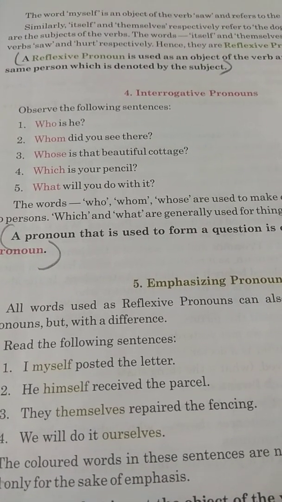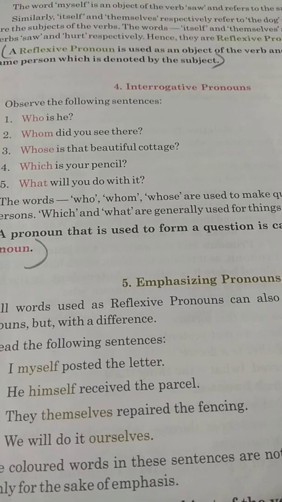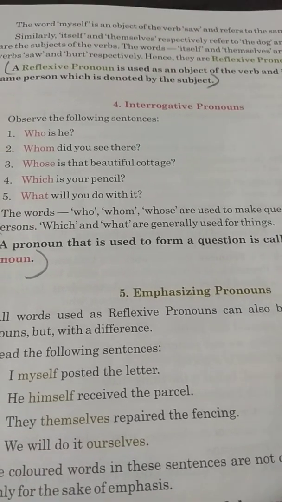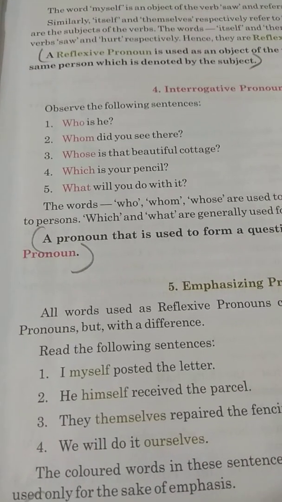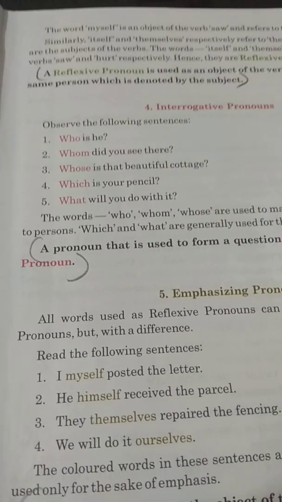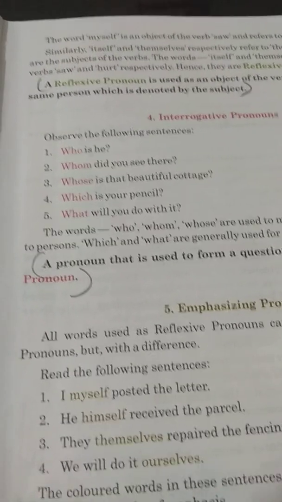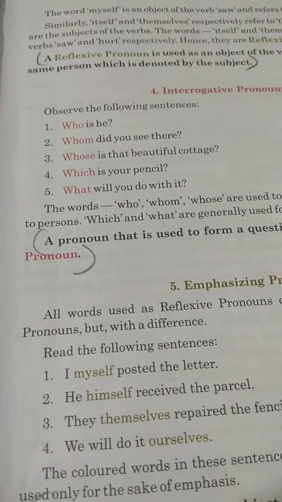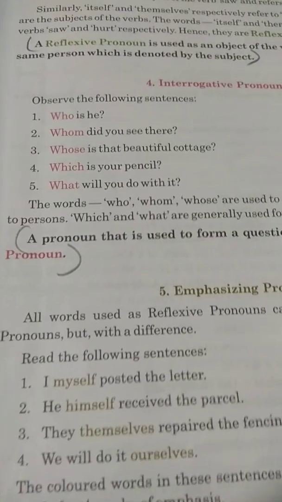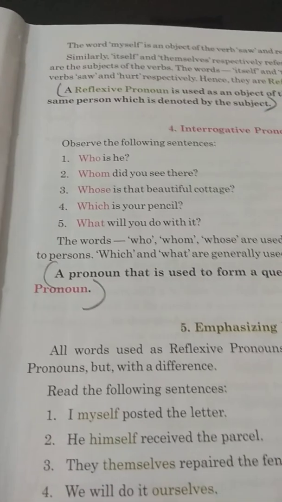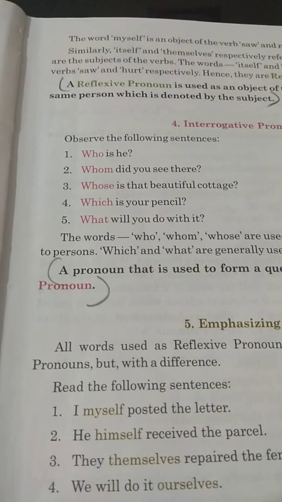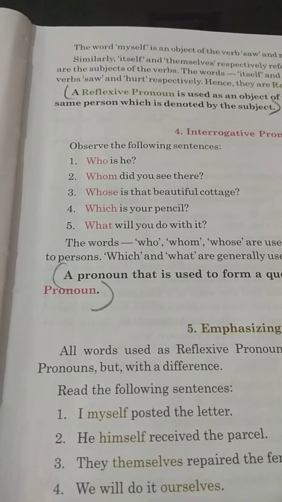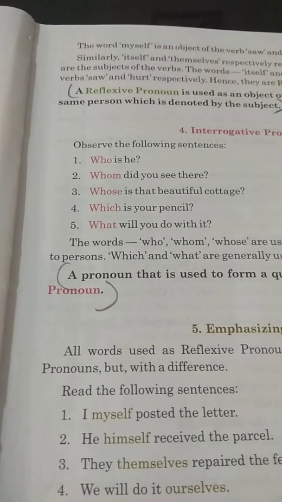A reflexive pronoun is used as an object of the verb and it refers to the same person which is denoted by the subject. In a reflexive pronoun, the action comes back to the doer. Self with singular pronouns and selves with plural pronouns are used.